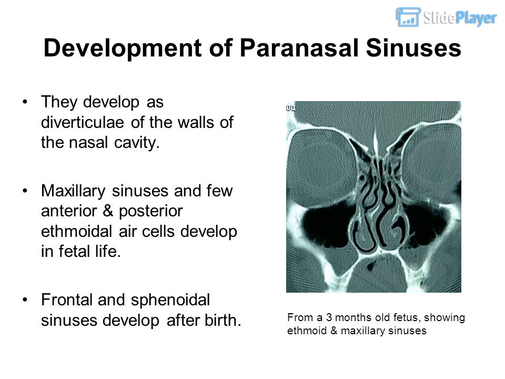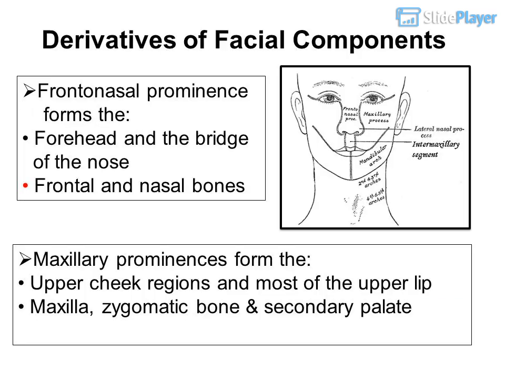Maxillary sinuses and a few anterior and posterior ethmoidal air cells develop in fetal life. Frontal and sphenoidal sinuses develop after birth. From a 3-month-old fetus, showing ethmoid and maxillary sinuses.